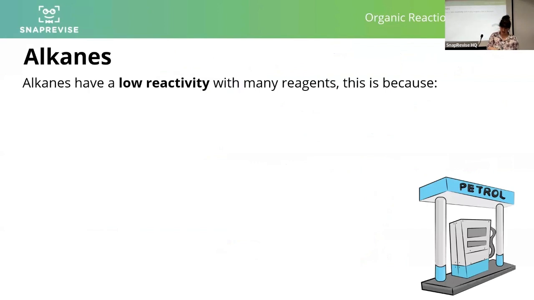Alkanes have a low reactivity with many reagents. Why? Just have a quick think. Why are alkanes going to have a low reactivity with many reagents? Why is the end product of a reaction usually an alkane, and then we don't go any further? It's for a multitude of reasons.